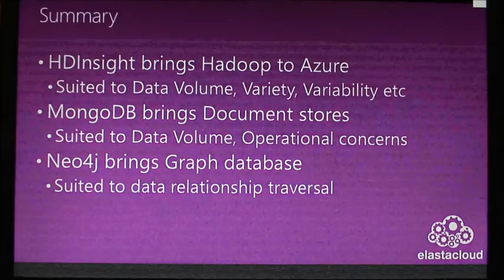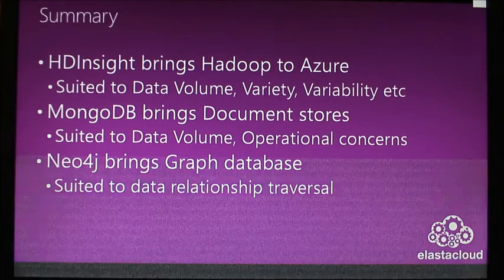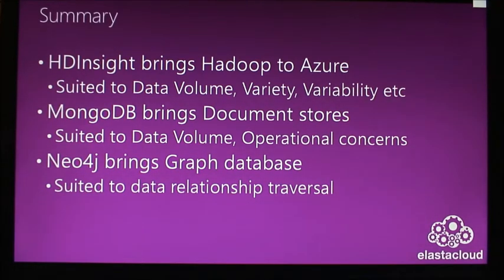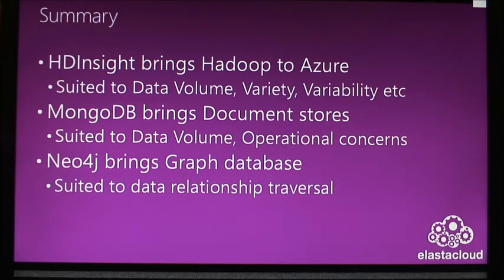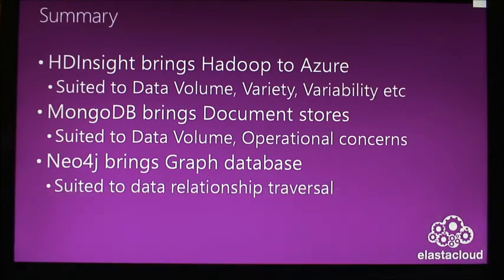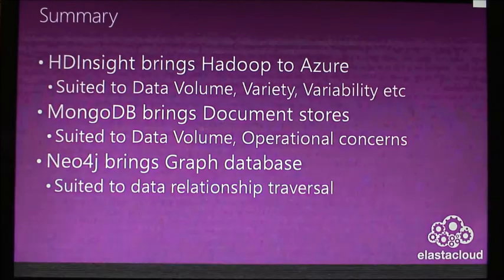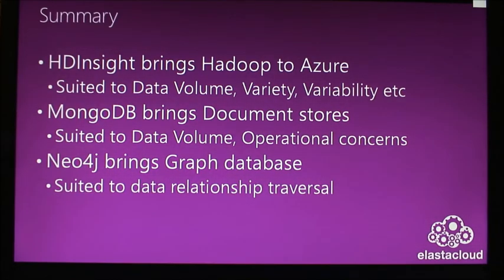Okay, summary. HDInsight brings Hadoop to Windows Azure. It does all of the old-fashioned big data challenges which people give the V's to. So volume, variety, variability, velocity, all that sort of stuff. MongoDB works similarly, but actually brings in operational concerns too. So you can run a website off MongoDB, you can't run a website off Hadoop. Neo4j brings graph databases to Windows Azure. Relationship traversal, social networking types of data structure, that's where it excels at.